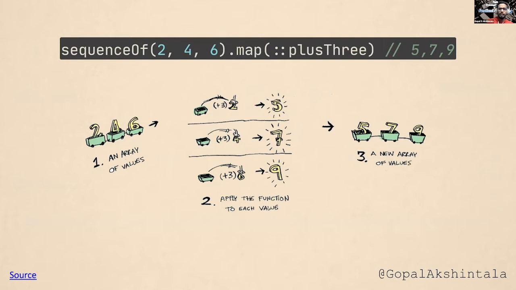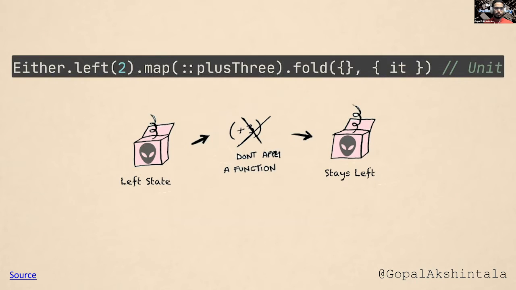Same thing for the sequence. If you have a sequence of integers and you want to apply the same function one after the other, and you want a sequence with the applied results, this is how you get it. So what if the Either is on the left state? All that's going to happen is the function that you pass is just going to get ignored. So this is an important property that we're going to use for our problem.